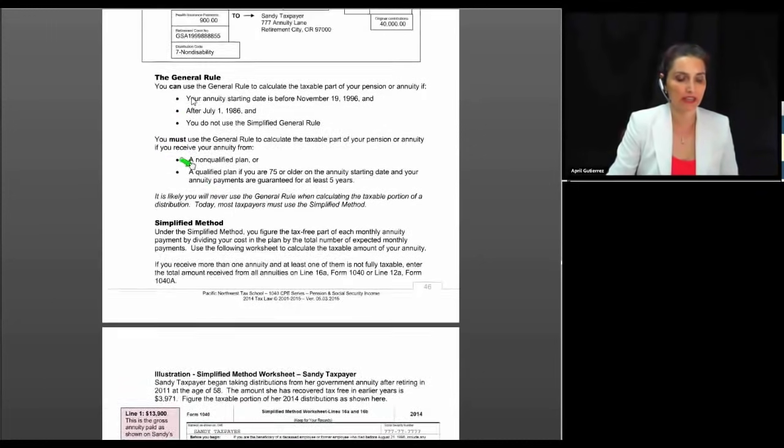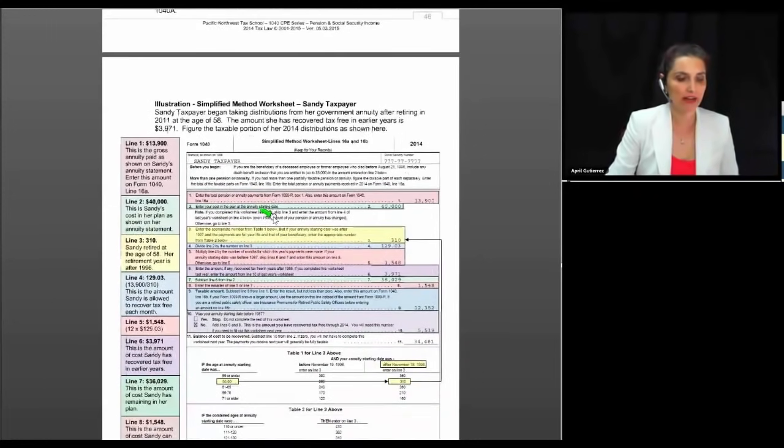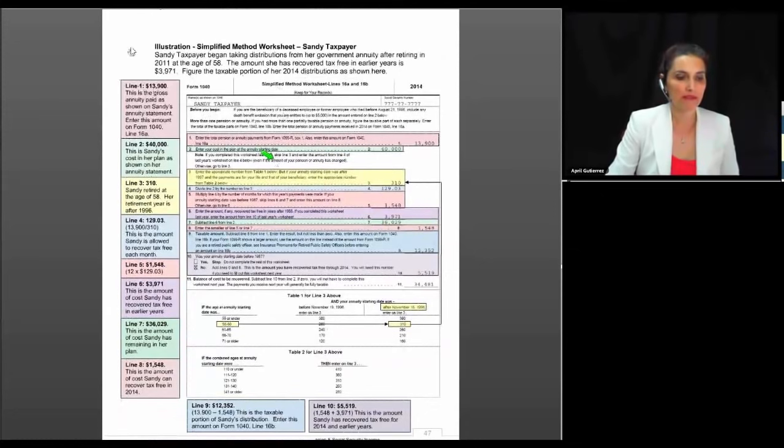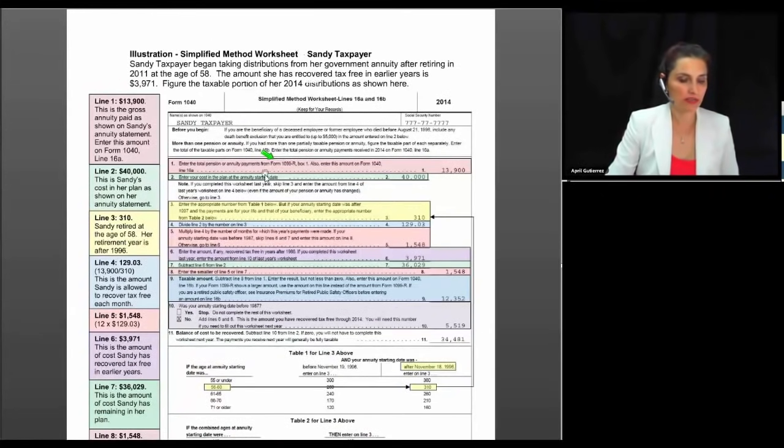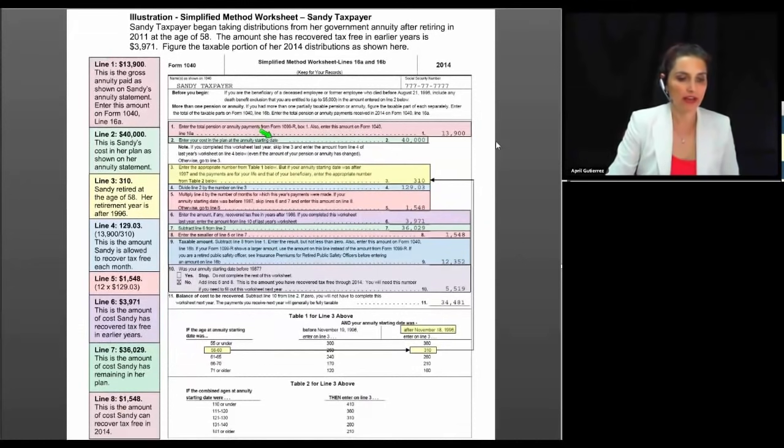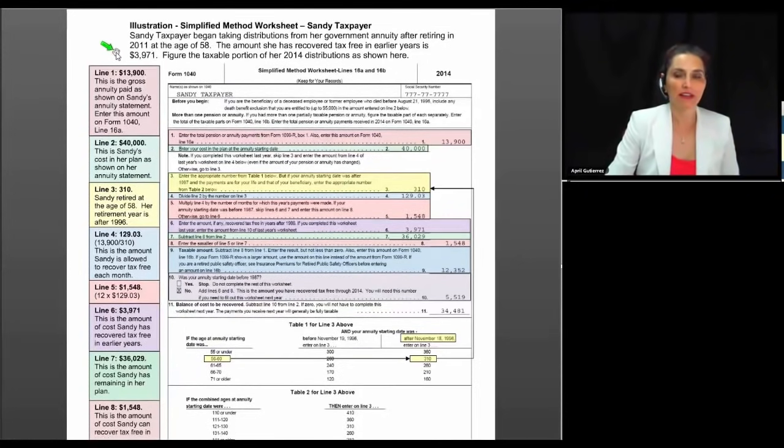Moving on to the simplified method, I'm essentially going to take this annuity statement for our filer who is named Sandy Taxpayer, and I'm going to prepare her simplified method worksheet for you to see. And we'll zoom in a little so it's easier to read. You can see that we have some more information that we need to know about this taxpayer. Firstly, she retired in 2011 at the age of 58, and she has recovered tax-free amounts in earlier years totaling $3,971. We're going to figure the taxable portion of her 2014 distributions by filling out this worksheet.